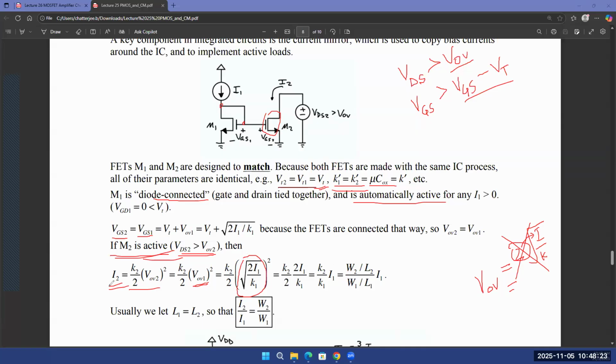And again, this is just coming from the very fact that I2 is equal to K over 2 times V overdrive squared. If 2 were outside of the square root, then I2 should have been K2 over 4 times V overdrive squared, which is not the case. All right.